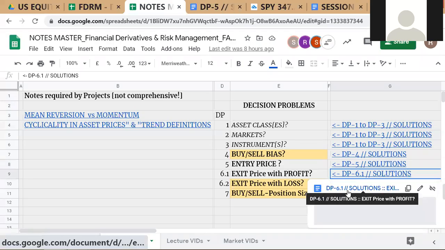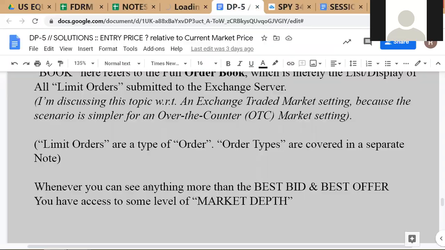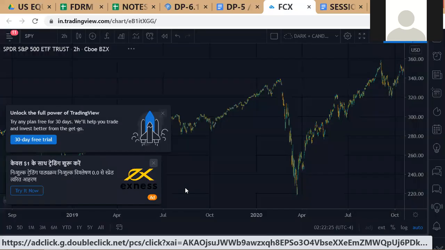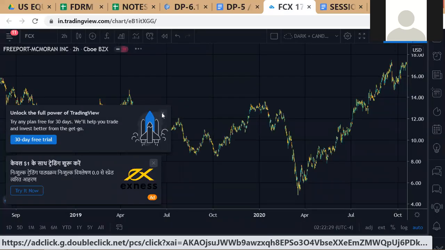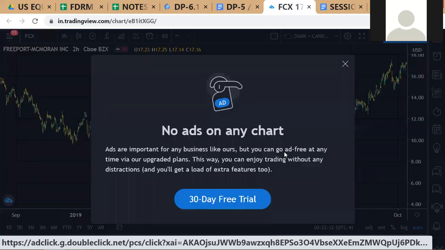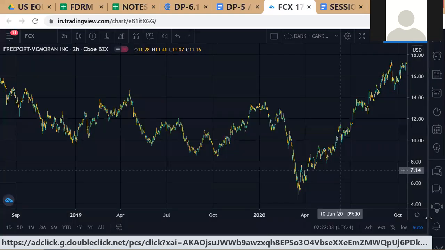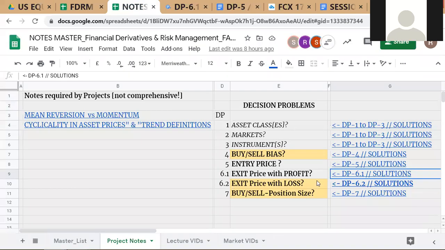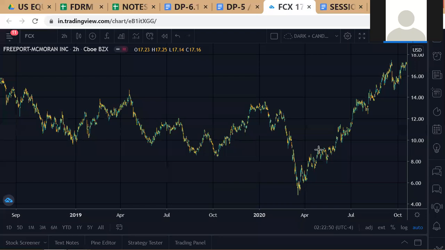Okay. So we'll go on to the example that we had given. All right. Now DP 6.1, let's understand what that is. DP 6.1 is essentially exit with profit. This is one of the questions that you have. We gave that example where Sachin has bought FCX at 11.5, okay?